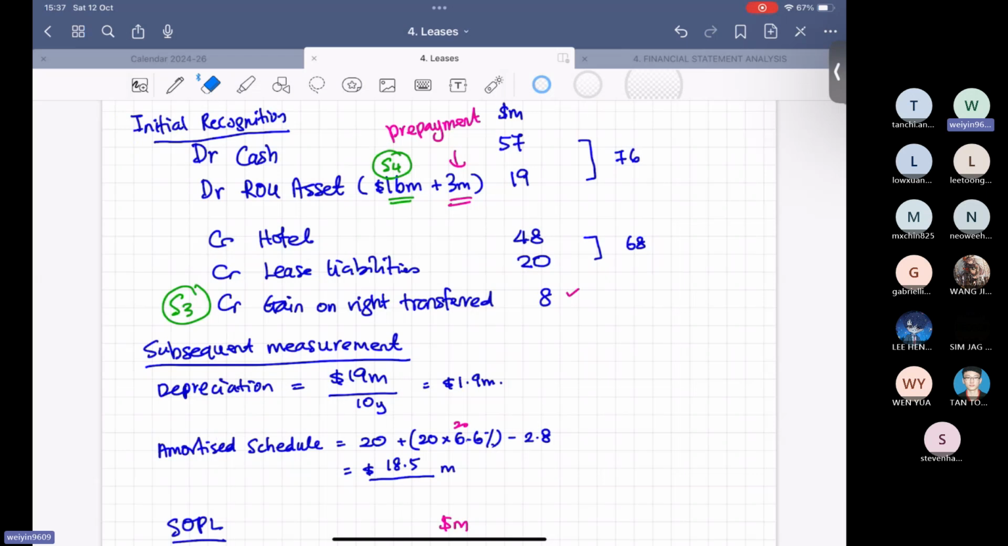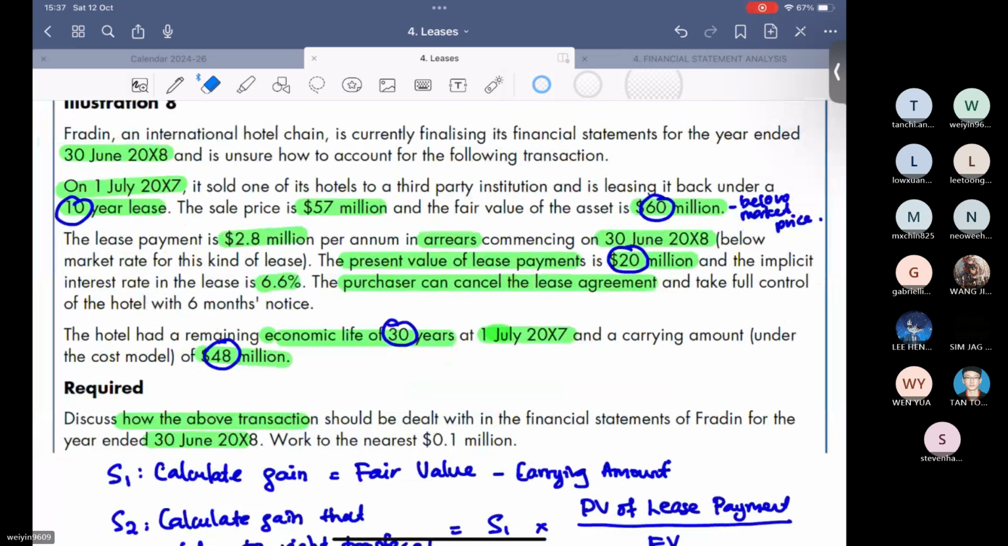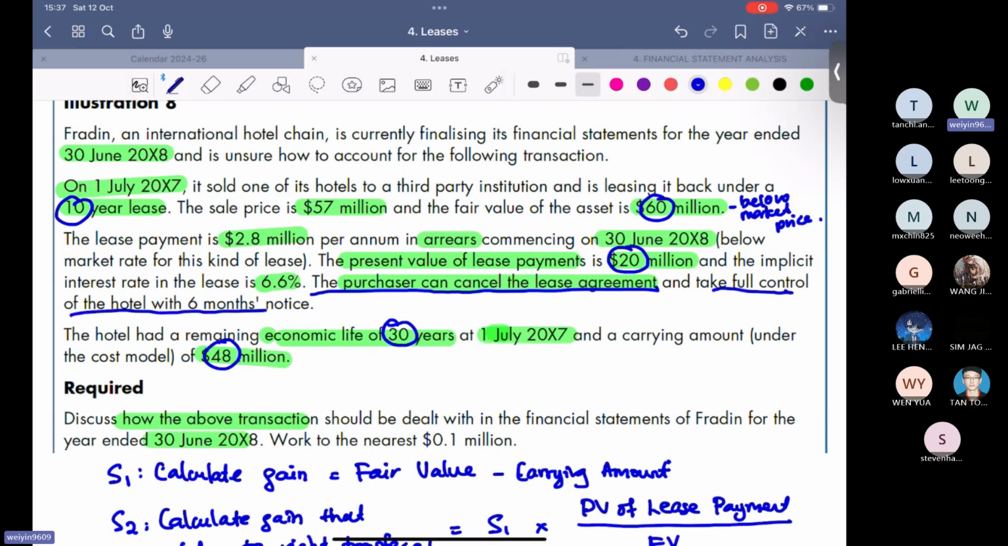First thing, I forgot to ask whether it's a sale or not. Of course, you have to say this is a sale, right? Why? Performance obligation is satisfied and the control has already passed to the third party. Especially they mentioned this line: the purchaser, that means the buyer, after that can cancel the lease agreement and take the full control of the hotel after the 6-month notice. So this sentence tells you that this is a sale.